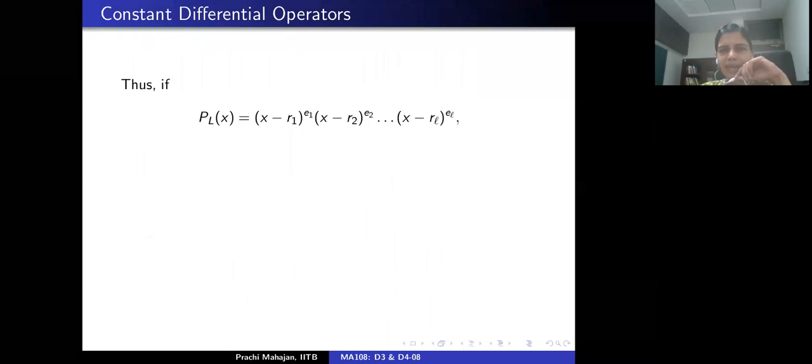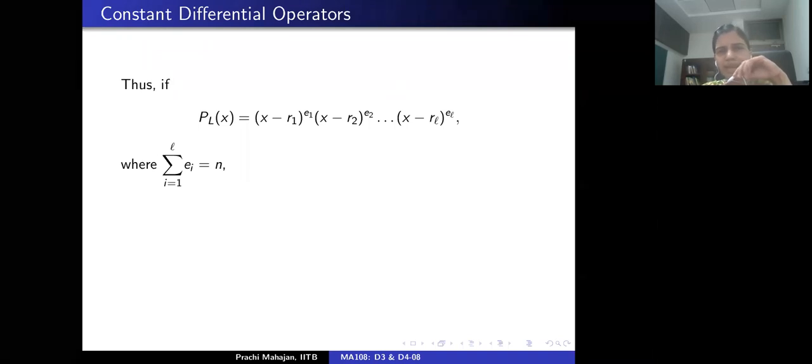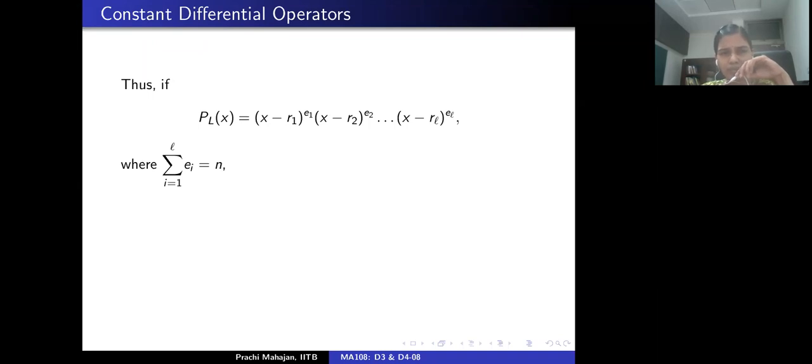So let's just summarize all of this. This was a proposition when we had only repeated roots. Suppose that the characteristic polynomial looked like this, which means that there are distinct roots r1, r2, ..., rl, each repeated e1, e2, ..., el times respectively, right? Okay, so then the summation of the e_i is n. So the degree of this polynomial is n.